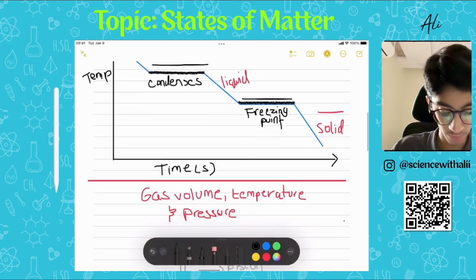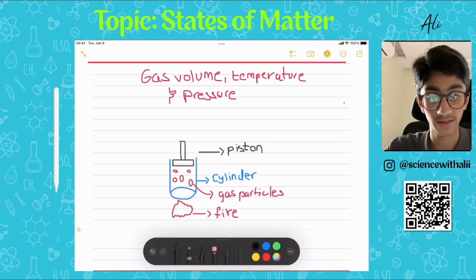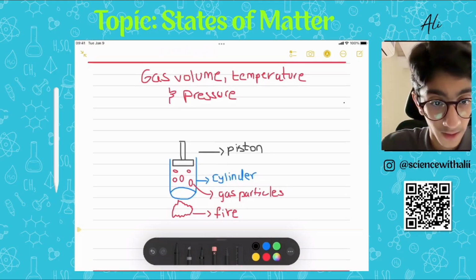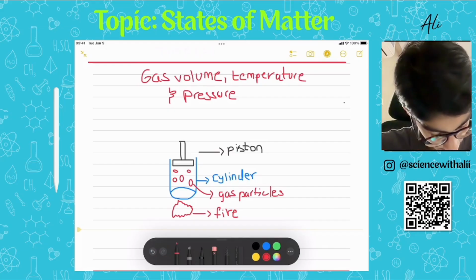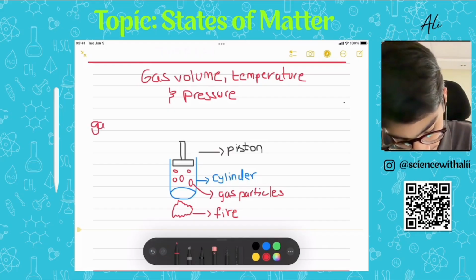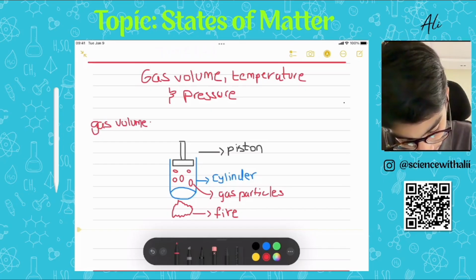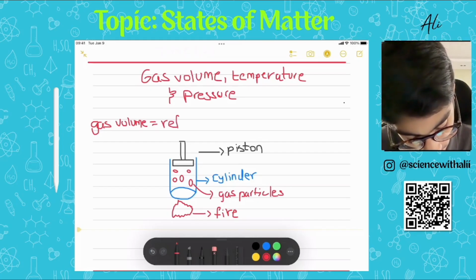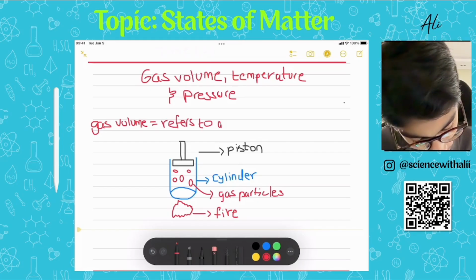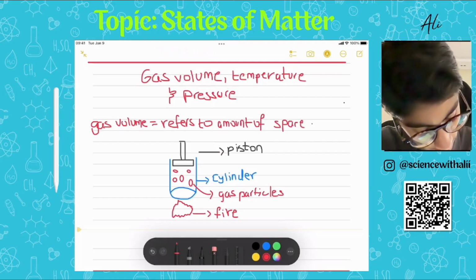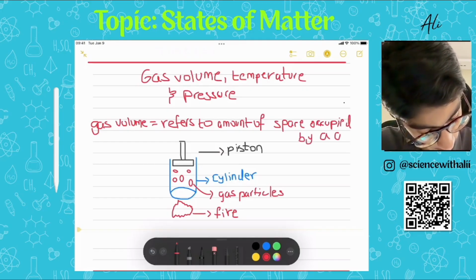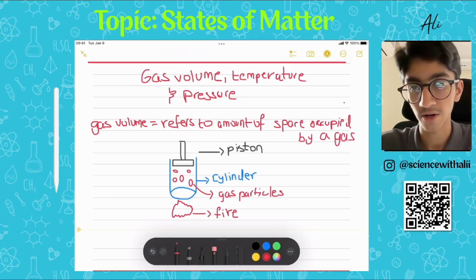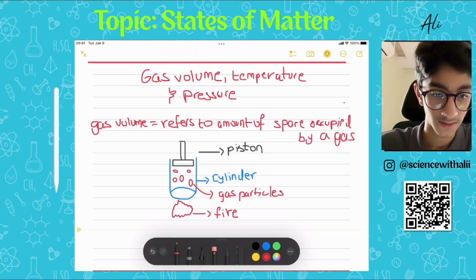Now, moving on to gas volume, temperature and pressure, the second topic of today's class. Okay, so moving on to gas volume. In O levels, gas volume represents, let me write the definition over here so you have some context of what I'm saying. It refers to the amount of space occupied by a gas, right? So it is the amount of space which is occupied by a gas, right?